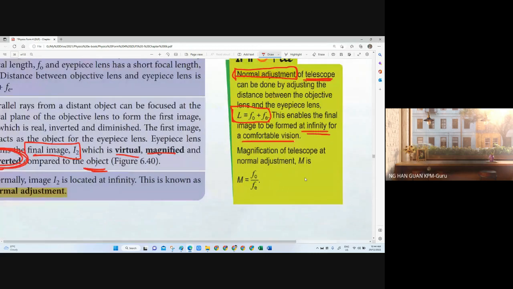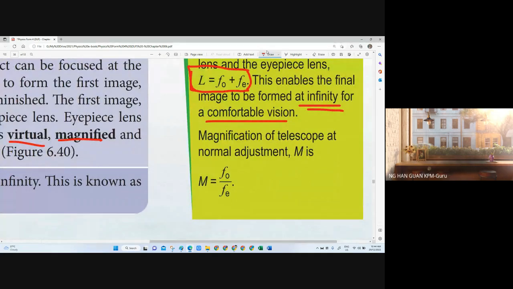And we have the magnification calculation. This one I'm not sure whether the exam will ask or not, because usually we teach it, but we seldom have a question on it. The magnification for the telescope, applied only at normal adjustment, will be FO over FE. Remember, our final image is the magnified image, and we know that for a telescope we have FO more than FE. So that's why, to calculate the magnification, we use FO over FE.